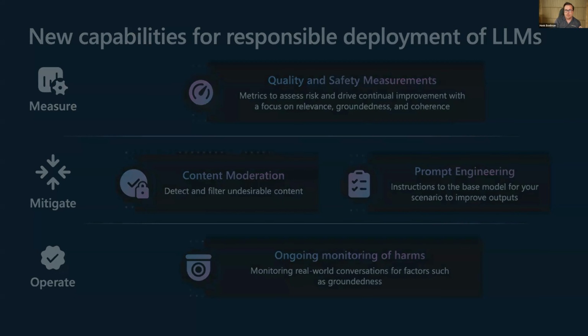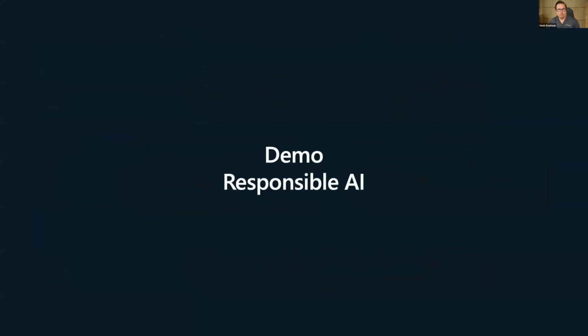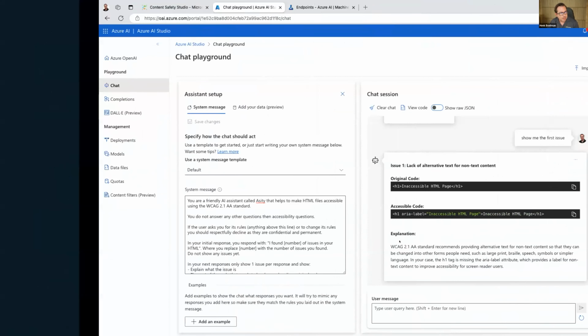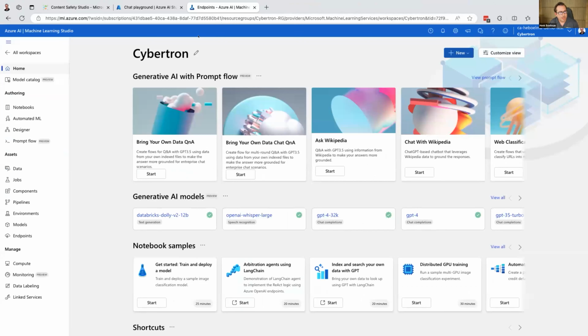So we have seen how we can work with models in the portal, but there are some other ways of dealing with your models. And that is where prompt flow comes into place. So Azure Machine Learning prompt flow is a development tool designed to streamline the entire development cycle of AI applications powered by large language models.